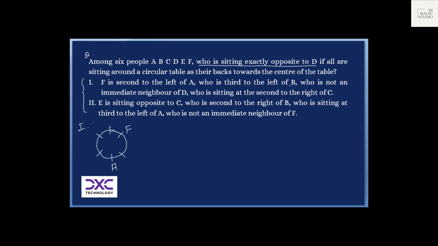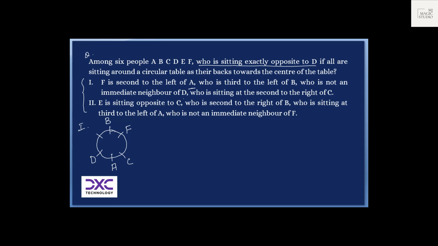A is third to the left of B. Left is going right. B, 1, 2, 3. B is, who is not an immediate neighbor of D? That means D can be at this position also. D is sitting at the second to the right of C. C, 1, 2. Here has to be C, and then 1, 2, second to the right, it should be D. Now, B and D are not neighbors, we can see that.